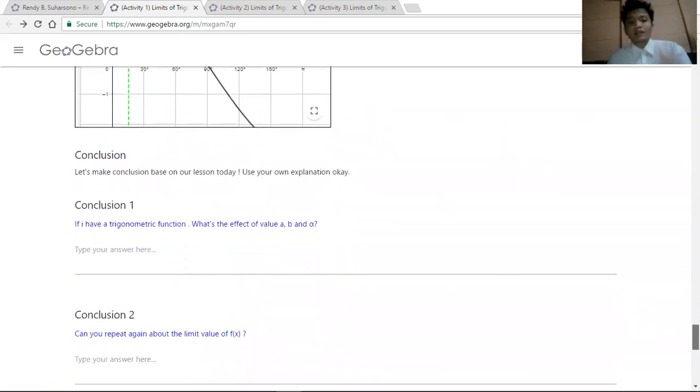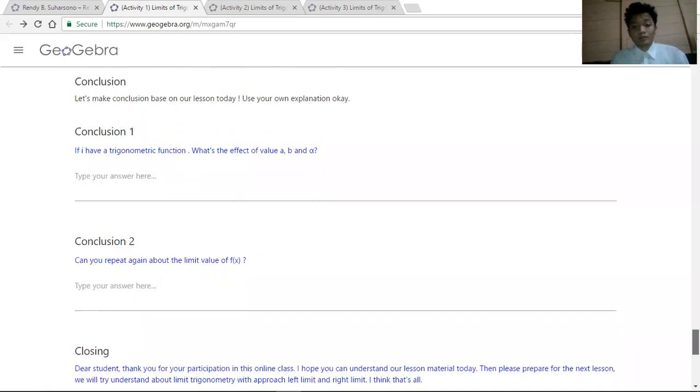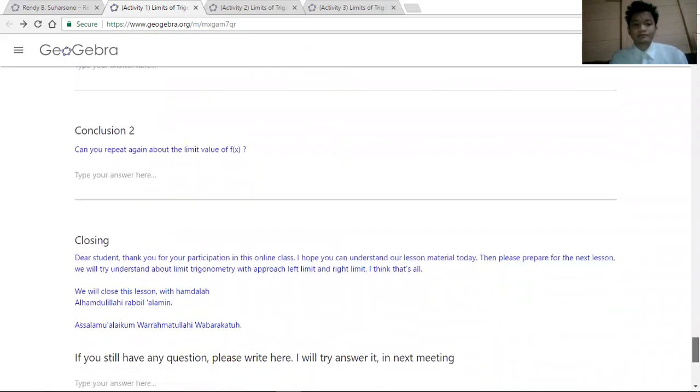Conclusion. Let's make a conclusion based on our lesson today. Use your own explanation, okay? Conclusion 1. If I have a trigonometric function, what's the effect of the values a, b, and alpha? Conclusion 2. Can you repeat again about the limit value of the function x?